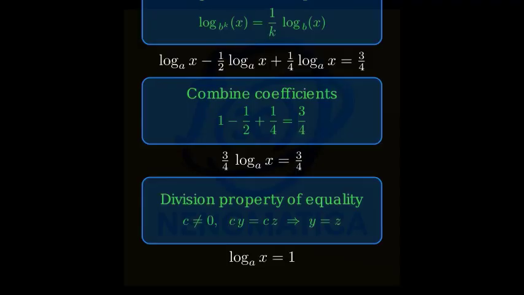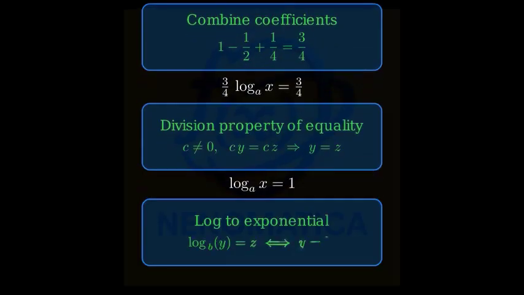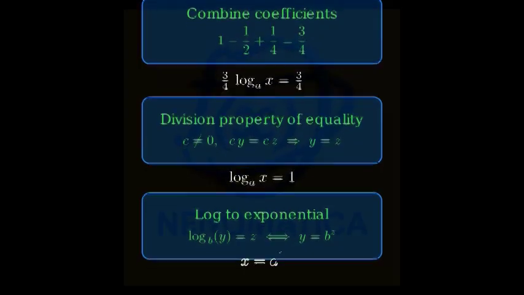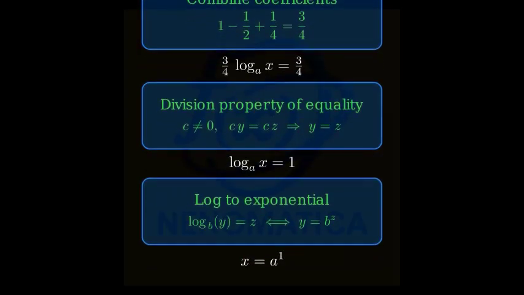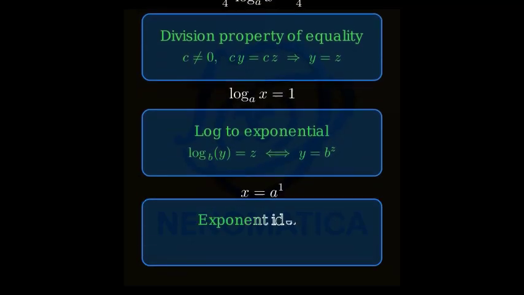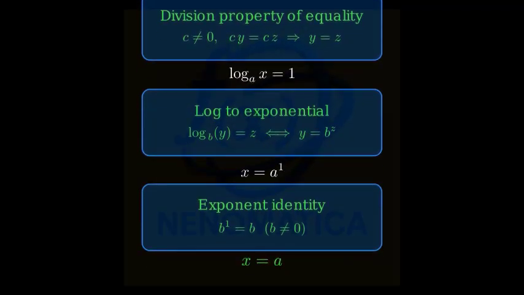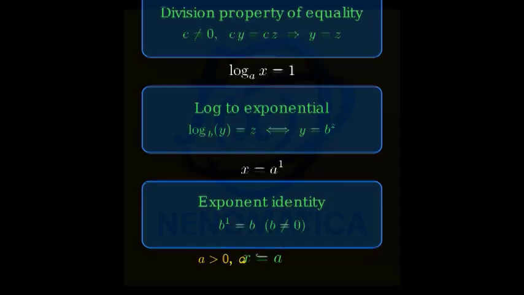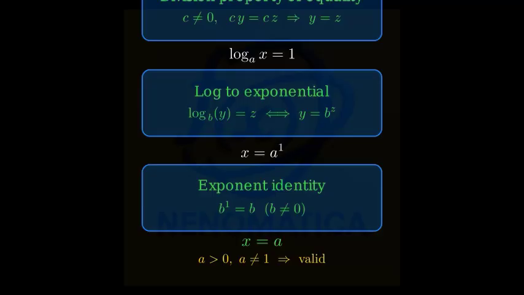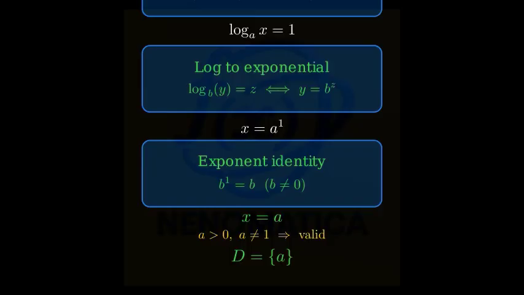Step 4. Convert the logarithmic equation to exponential form. The rule is log base b of y equals z if, and only if y equals b to the z. Hence, x equals a to the first power. Step 5. Simplify a to the first power. Any non-zero base to the first power equals the base. So x equals a. Step 6. State the solution set and confirm the domain. Because a is greater than 0 and it is not 1, the solution is valid. The solution set is the singleton set {a}.